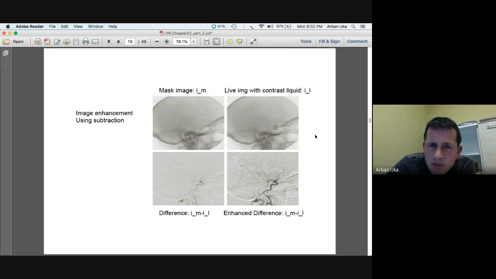We have this original image at the top, which is the image of the head, including also the blood vessels, and we have another image which is taken with contrast liquid. This contrast liquid is just a contrast which goes through the blood vessels, and since this contrast goes through the brain, the contrast material is like a dye.